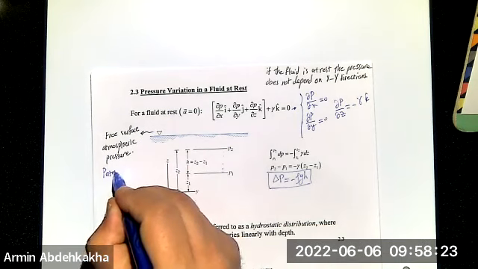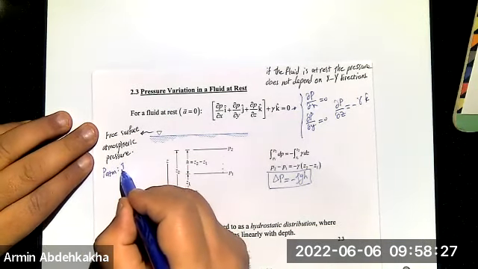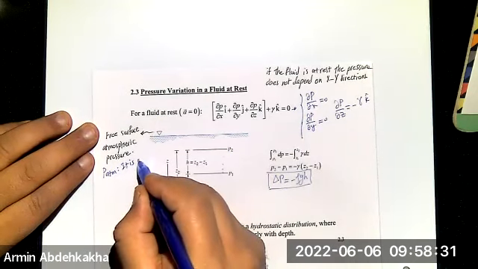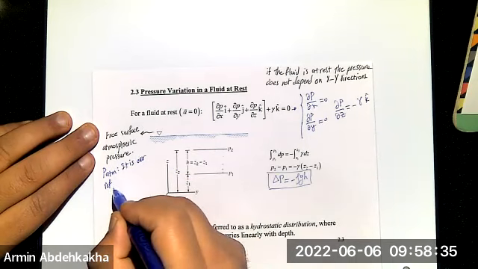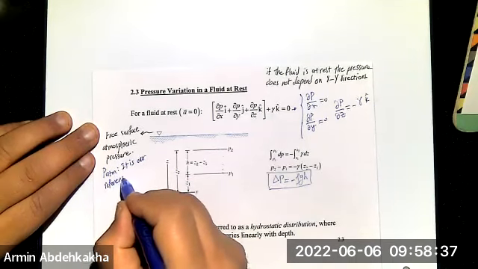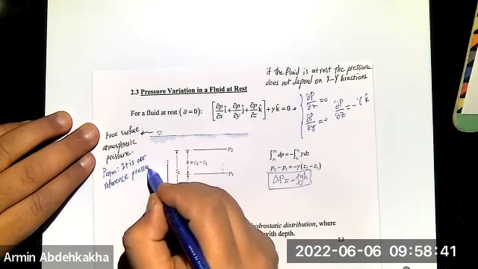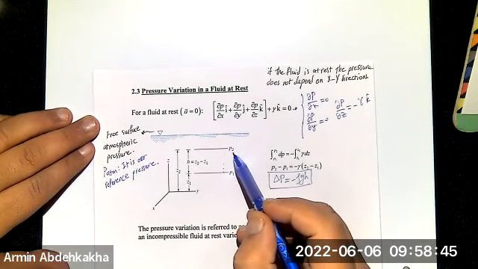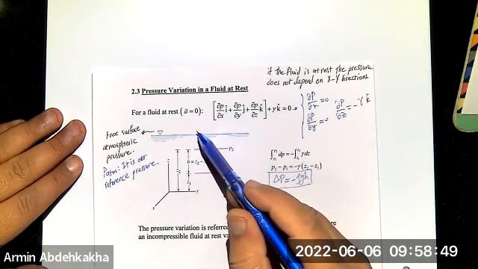The atmosphere, and it is for reference. Pressure. So any pressure here in total is the pressure of the point plus the pressure of the atmosphere.